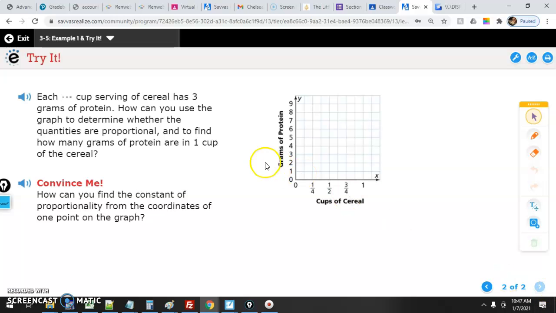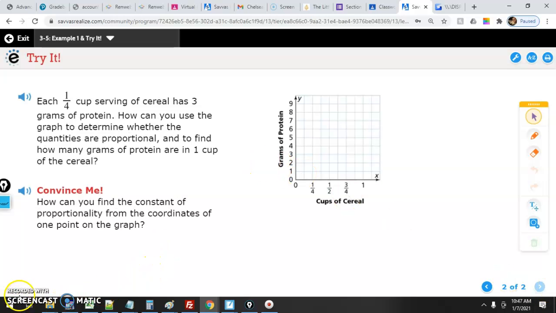All right, let's try the try it problem here. All right, I'll give you a second to try it, and then we'll go over it.